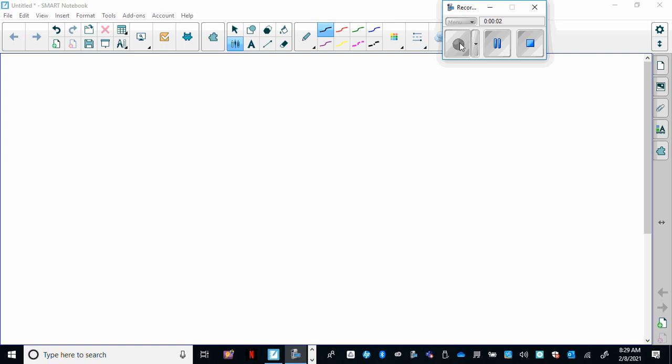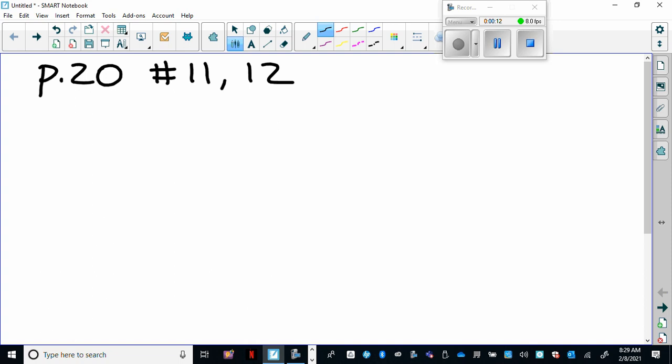This is page 20. Page 20 in your physics textbook. And we're going to do questions number 11 and 12. I'm going to do 12 first because 12 is actually a little easier and it will help you with 11.